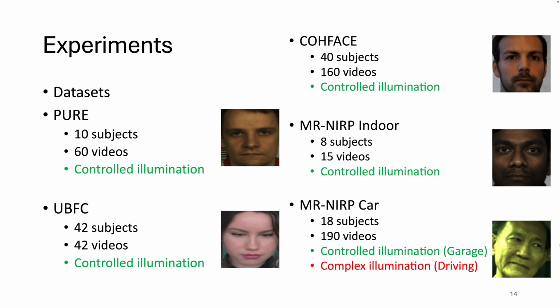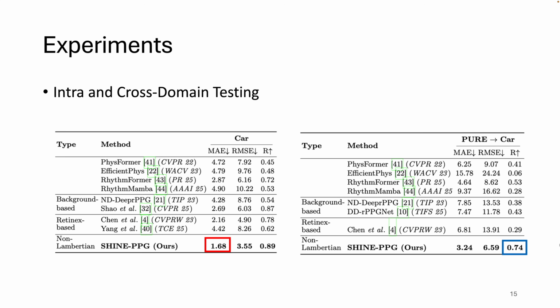In experiments, we evaluate SHINE-PPG on 5 datasets. MMPD car is the most challenging because its driving protocol contains complex illumination variations. On MMPD car, SHINE-PPG achieves an MAE of 1.68 beats per minute. More importantly, under PURE to car cross-domain testing, it achieves a correlation of 0.74, showing strong generalization.